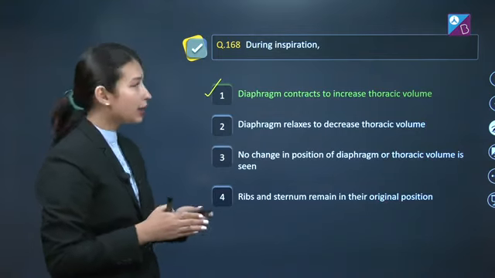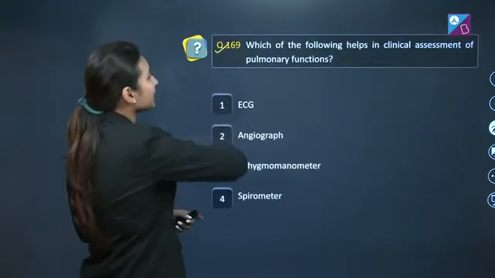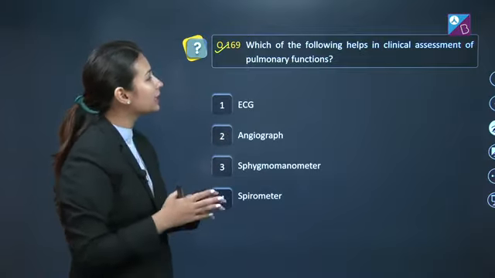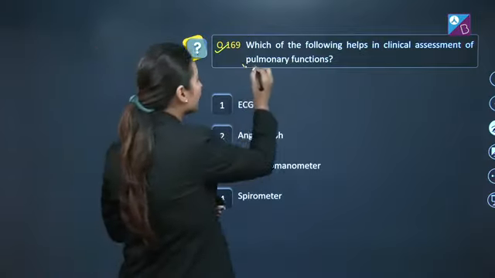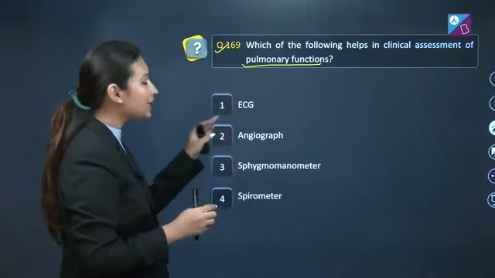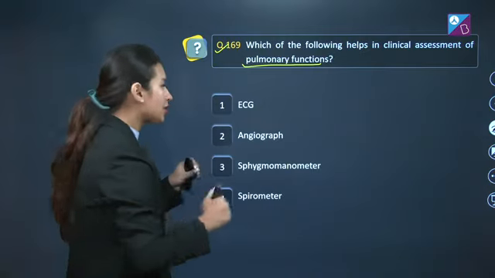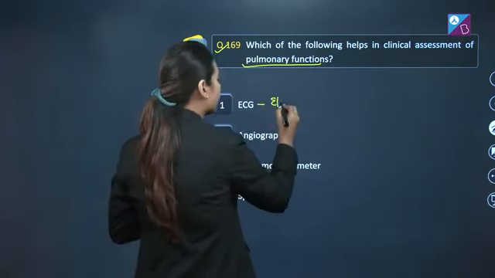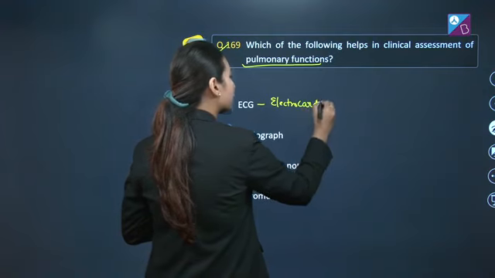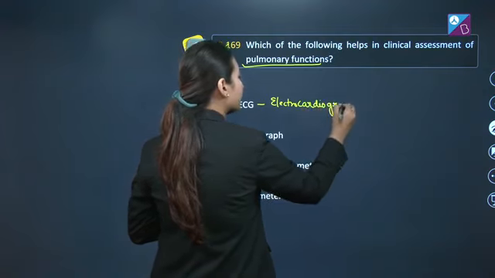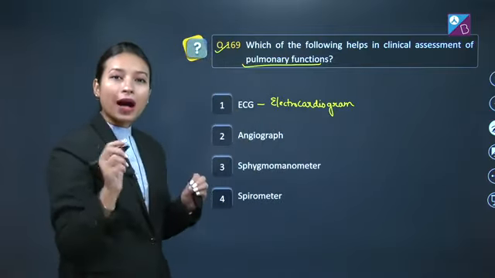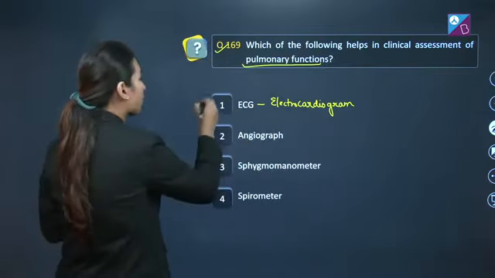Now let's move on to next question, that is question number 169, which states which of the following helps in clinical assessment of pulmonary functions. So options are, पहला option है यहाँ पे ECG. Now students, ECG stands for electrocardiogram, and this is used to check heart activities. So that's why option number 1 is wrong.